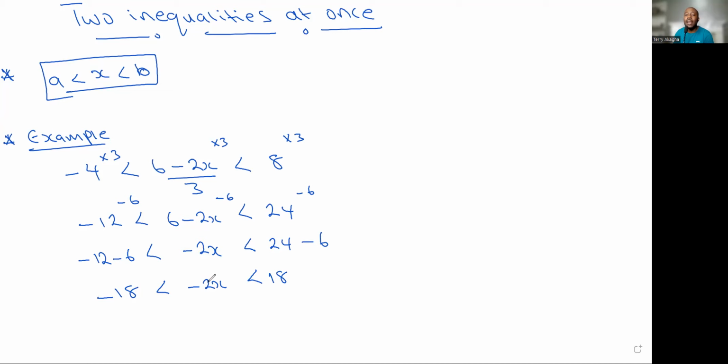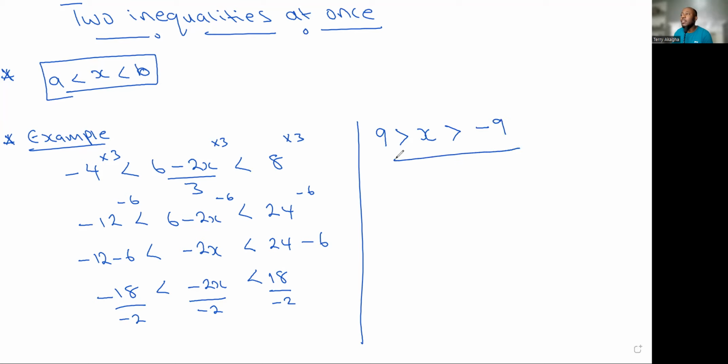Now, to remove this, we have to multiply by minus 1 over 2, or divide both sides by minus 2. So I'm going to go with divide by minus 2. You divide by minus 2, and you divide by minus 2. But remember, because you are dividing by a negative, the sign will have to change. So this is going to become 9. Now it's going to change from less than to greater than. It's going to become x, greater than minus 9. And that will be the answer for that.